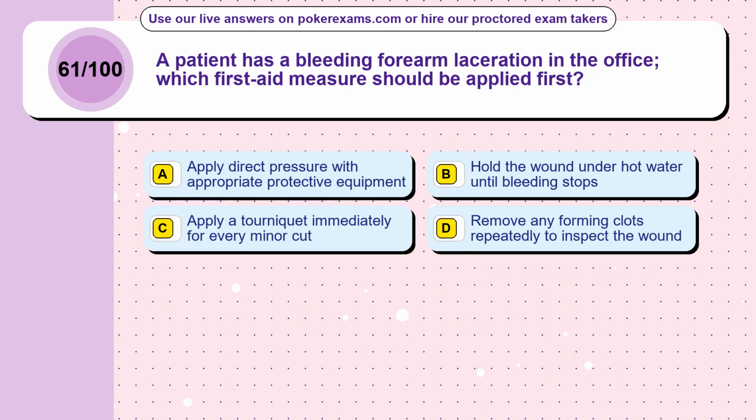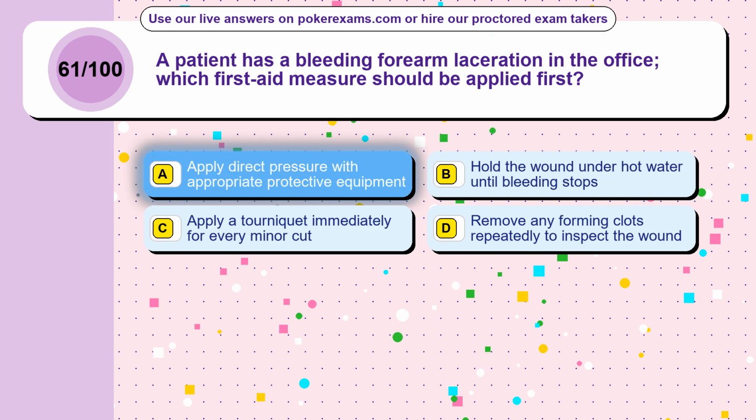Question 61. A patient has a bleeding forearm laceration in the office. Which first aid measure should be applied first? Option A. Apply direct pressure with appropriate protective equipment. Option B. Hold the wound under hot water until bleeding stops. Option C. Apply a tourniquet immediately for every minor cut. Option D. Remove any forming clots repeatedly to inspect the wound.